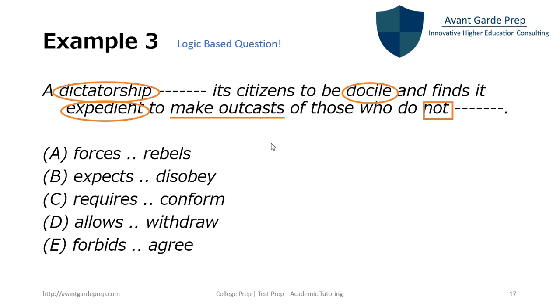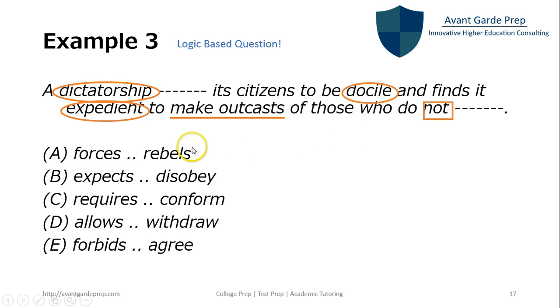Since with the last example that was logic-based we started with the first blank, this time I'm going to start with the second blank to show you that it doesn't matter which blank you start with. So we're just going to be looking to fill this blank, and we're only going to be looking at the second part of the answer choices. Now, the second blank is going to be what the dictatorship wants their citizens to do. And that doesn't really seem to make sense, but that's because we have the word not. If we're making outcasts of people who do not do something, then this blank needs to be what the dictatorship wants its citizens to do. I hope that makes sense. Like I said, those negatives are very tricky with logic-based questions.